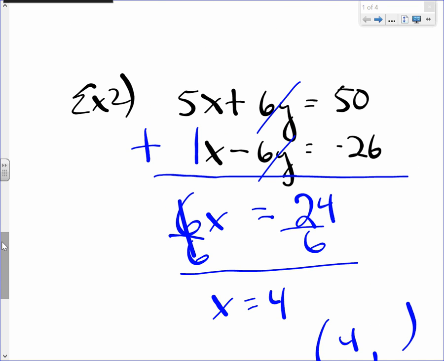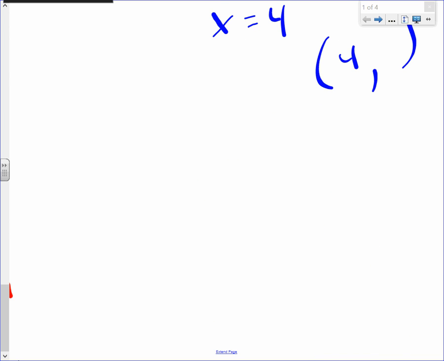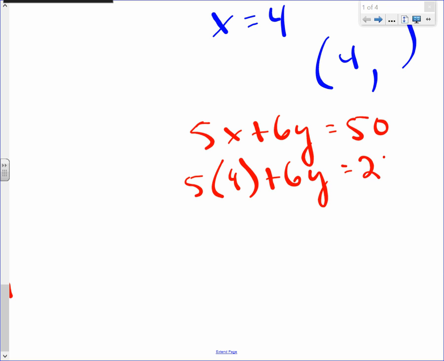5x plus 6y equals 50. Wherever I see x, I'm replacing it with 4. 5 times 4 plus 6y equals 50. We're rocking and rolling. We got 20 plus 6y equals 50.